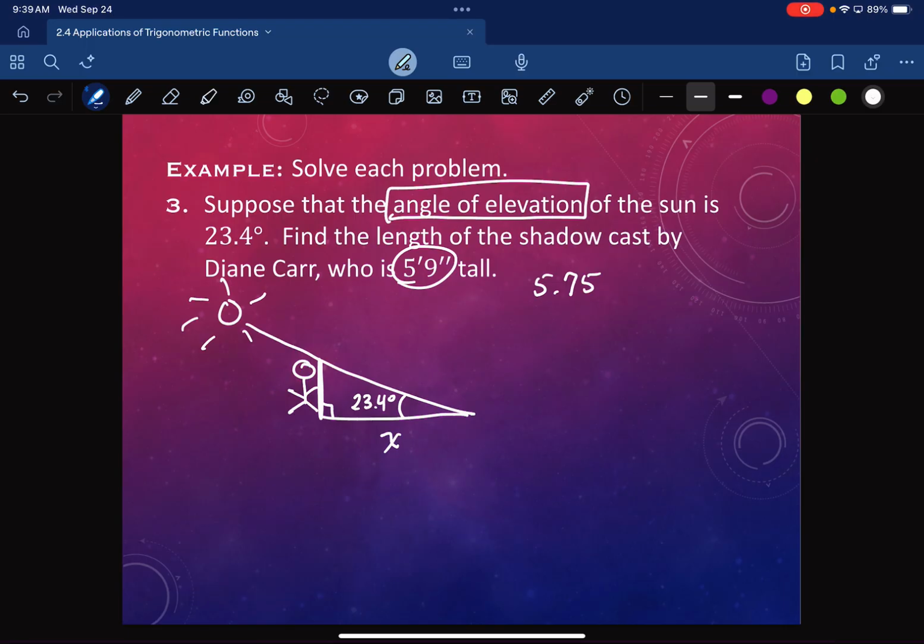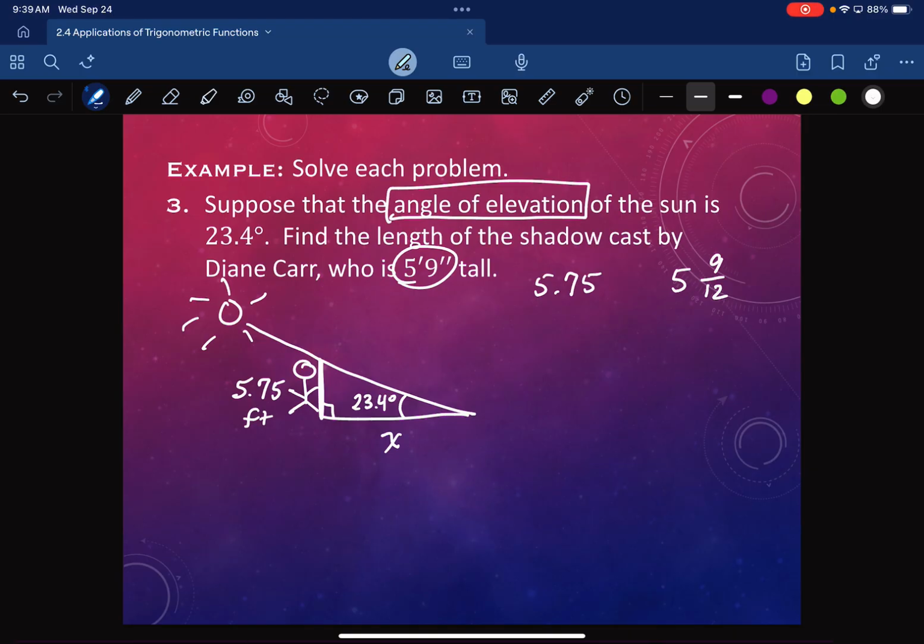So 5.75. Another option that I was going to mention is that we could take our 9 inches and simply divide by 12 to find the decimal of the feet if we wanted to do it that way too. Either way, you're going to get that her height, in feet anyway, is 5.75 feet. Okay, is everybody good? Now the question is asking about this x at the bottom. So I don't need to find the hypotenuse. I don't need to find the angle at the top, right? It's not what it's asked for. I'm only asked to find the length at the bottom.